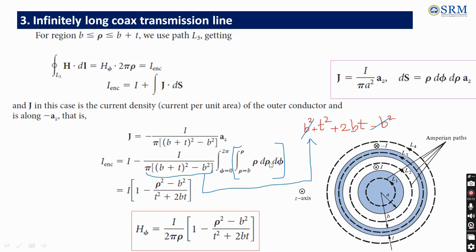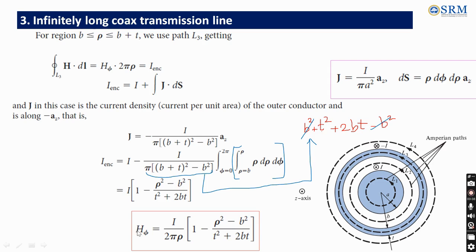If you integrate rho d rho, what is the answer? It is rho square by 2. And if you integrate d phi separately, you will get 2 pi. So that 2 and the denominator 2 of rho square by 2 get cancelled. I will get rho square only, but I have to apply the limit: upper limit rho square minus lower limit b square. So I will get rho square minus b square, divided by the term that we saw previously.